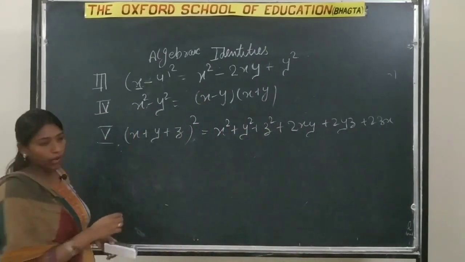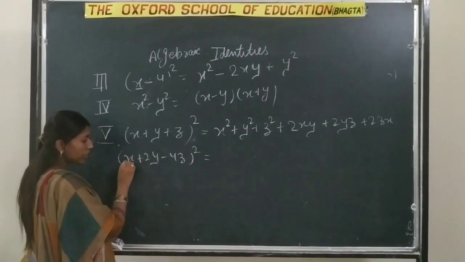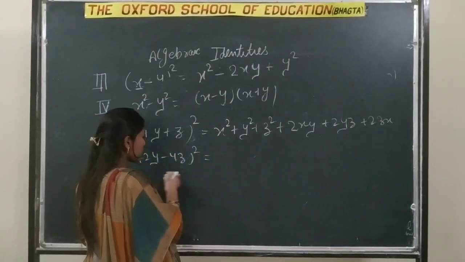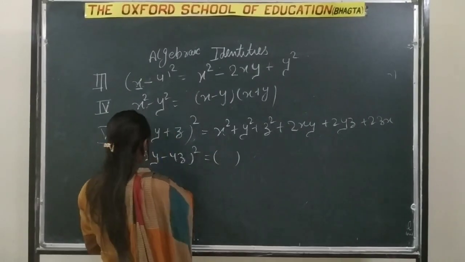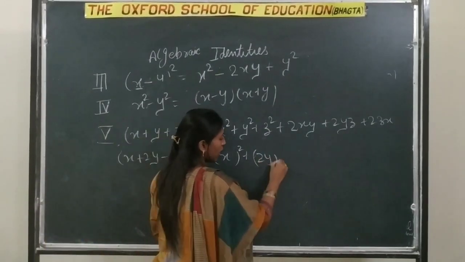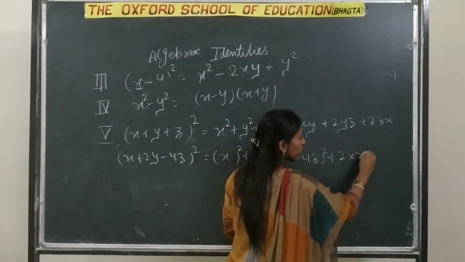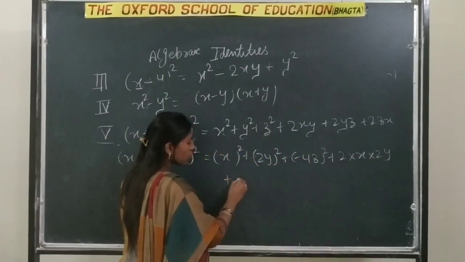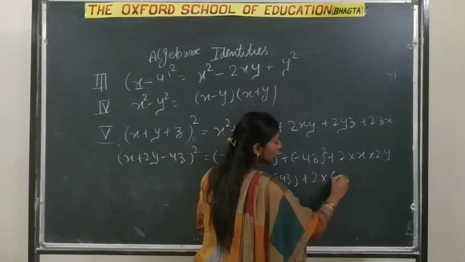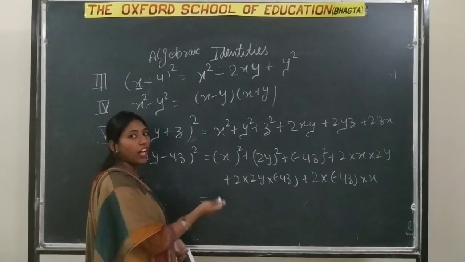So how you will solve the question? The first question is, so we have three terms and their whole square. So the heading will be expand it. So how we will do this? First term square, that is x square, plus second term square, that is (2y) square, plus third term square, that is (-4z) square, plus 2 into first term into second term, plus 2 into second term into third term, plus 2 into third term into first term. So apply the identity, now solve it.